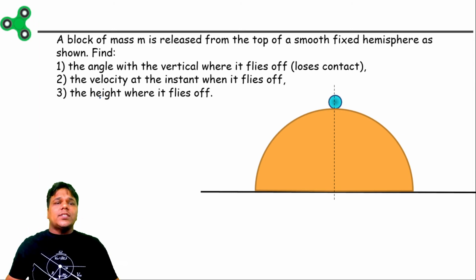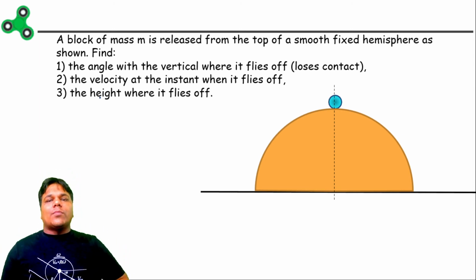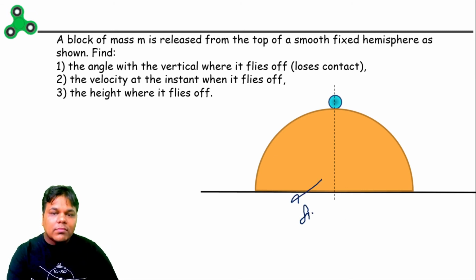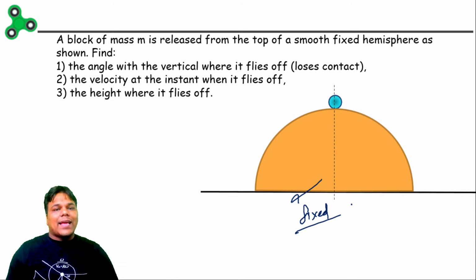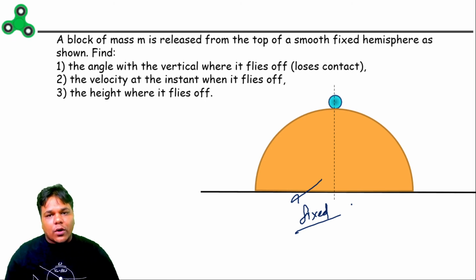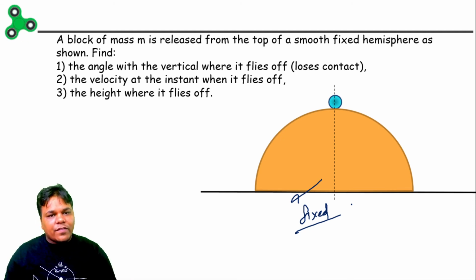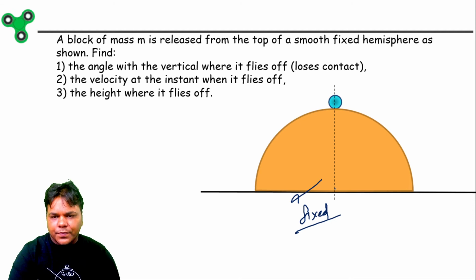Fine, what is the question? A block of mass m is released from the top of a smooth fixed hemisphere as shown. First of all, this is fixed. We need the angle with the vertical where it flies off or loses contact, the velocity at the instant when it flies off, and the height where it flies off. How can we calculate that?